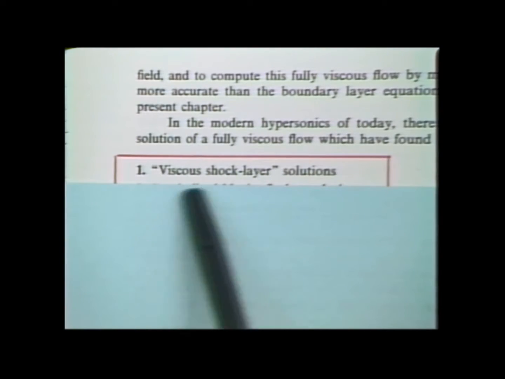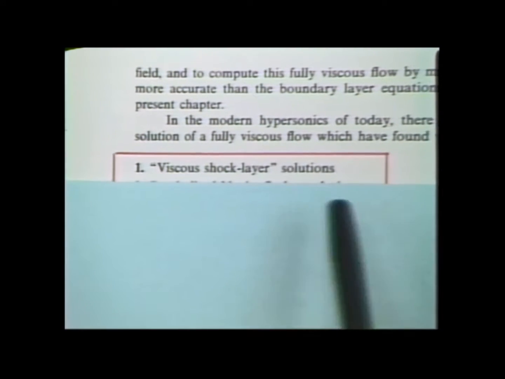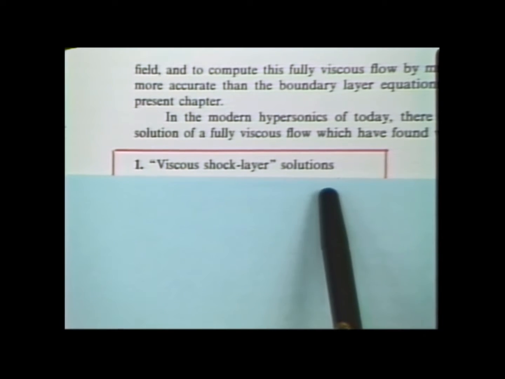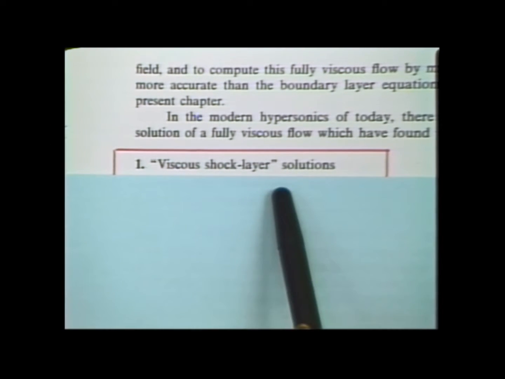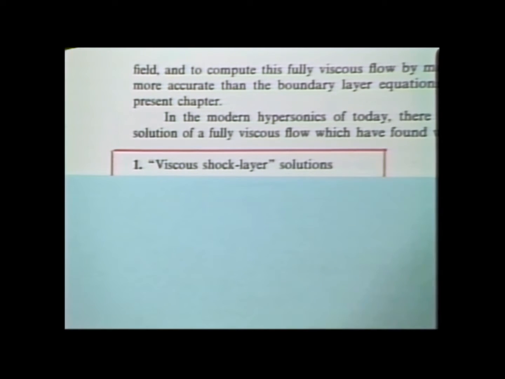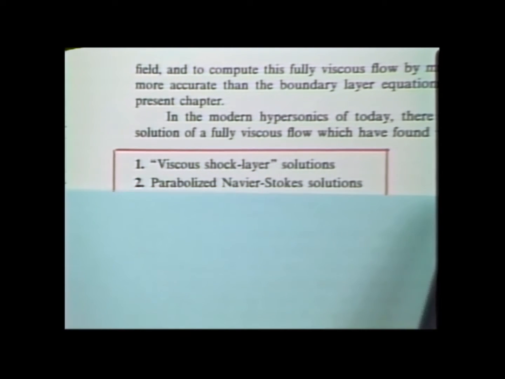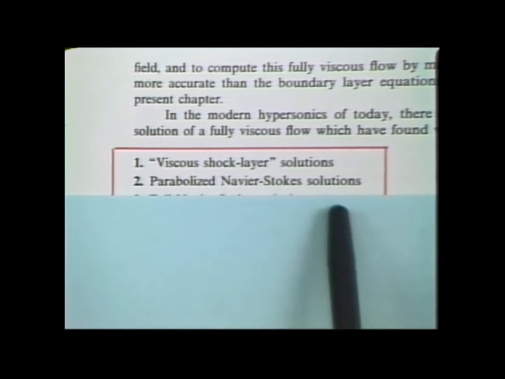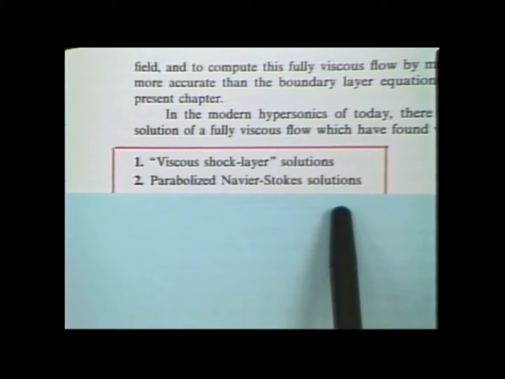Now, I want to concentrate back up just for a minute. Viscous shock layer equations, and we'll put this back on the monitor. For the viscous shock layer solution, these have been used over the last 20 years to study hypersonic viscous flows over blunt nose bodies. In more recent times, the parabolized Navier-Stokes solutions have been used because they contain a few more terms and they have a little more accuracy.